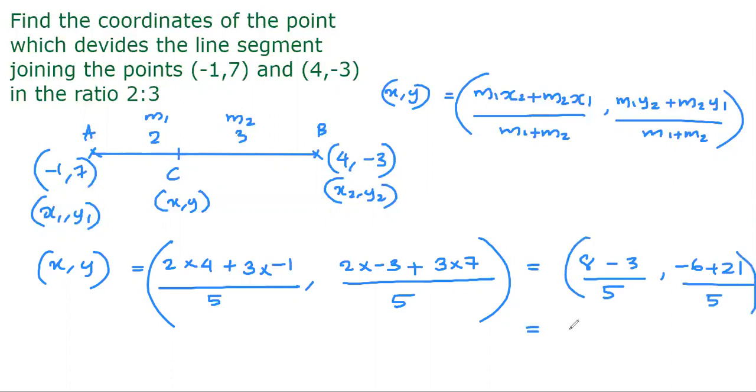So the answer is 5 by 5, then this is 15 by 5. So 5 by 5 is 1, then 15 by 5 is 3. So (1, 3) is the coordinate of the point C, which divides the line segment AB in the ratio 2:3. This is a direct application of the section formula.